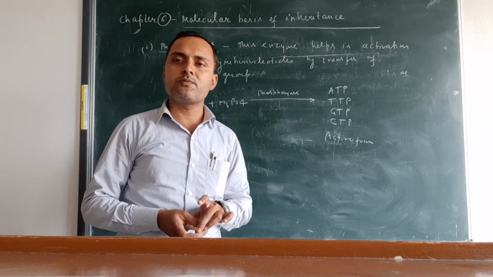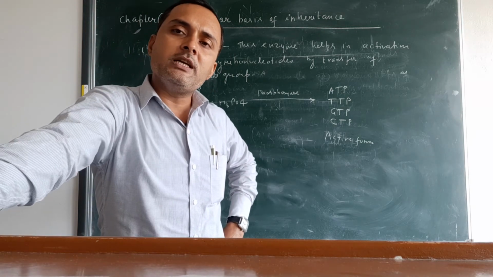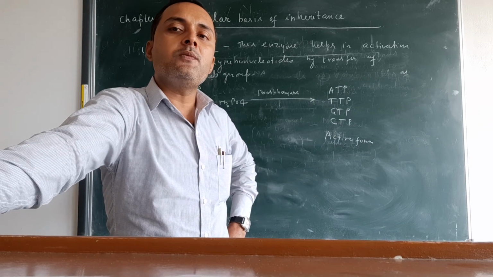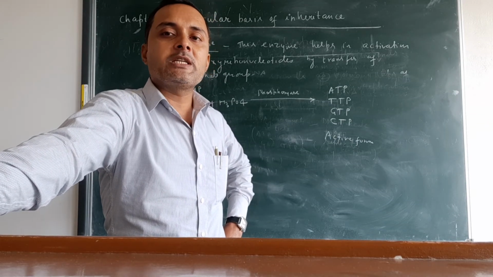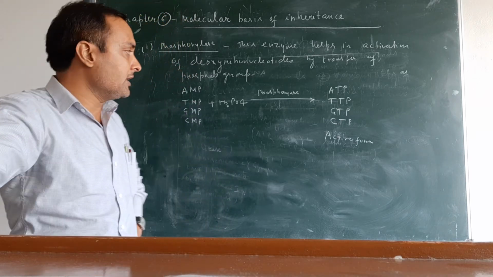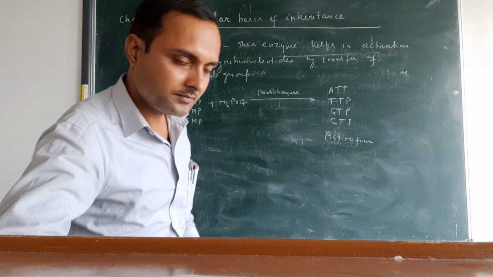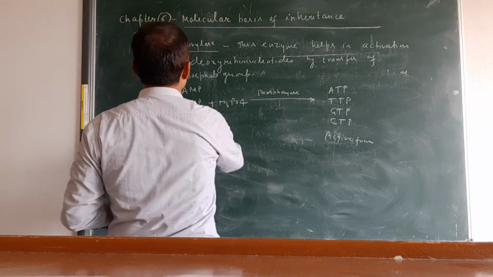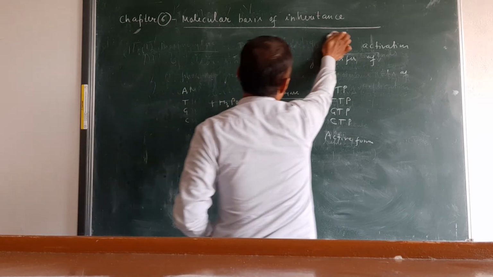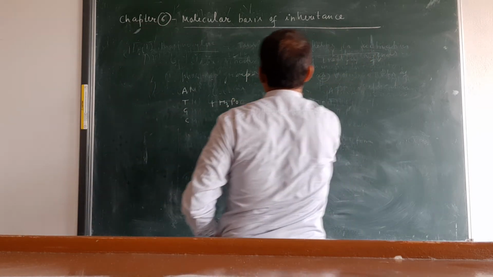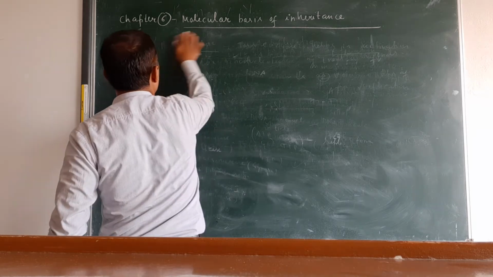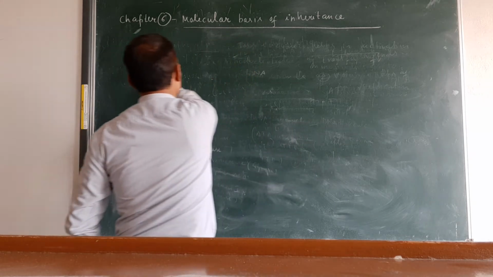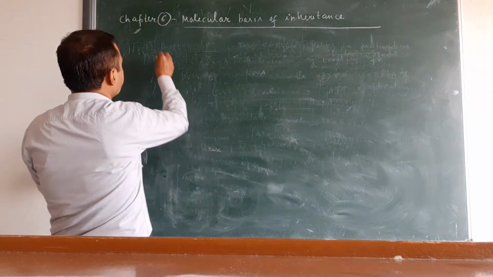So what is the function of phosphorylase? Phosphorylase is responsible for transfer of phosphate group and activation of mononucleotides into trinucleotide form. Let's see the function of the next enzyme, that is helicase.